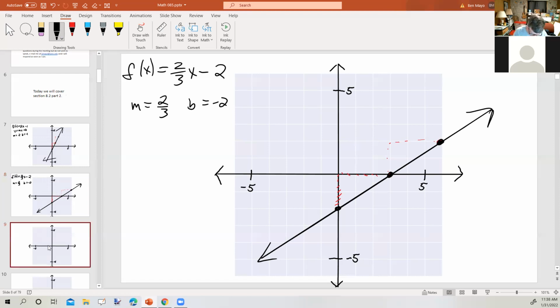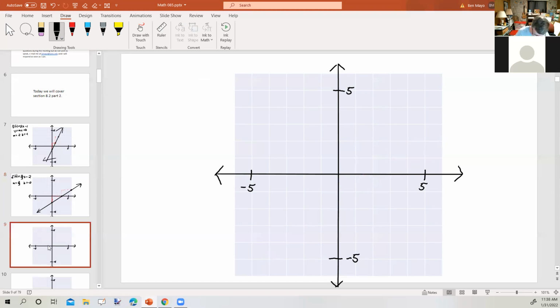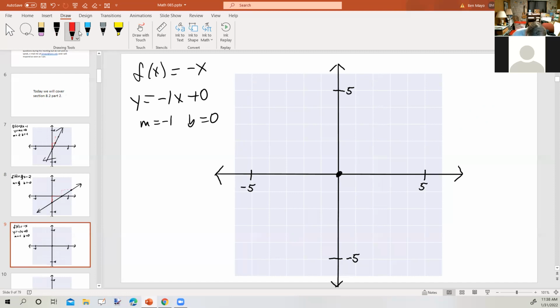Okay. Let's take a look at this one. F of x equals -x. Well, isn't that like y equals -1x plus 0? So your slope is -1 and your y-intercept is 0. So this thing goes through the origin. From there, the slope is -1, so we go down 1, over 1, down 1, over 1, etc.